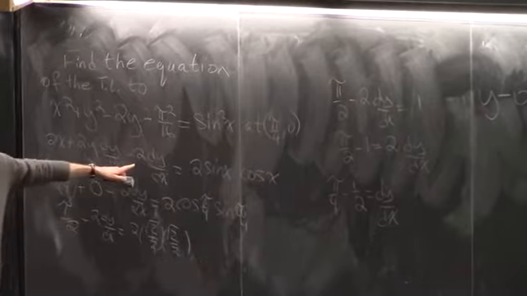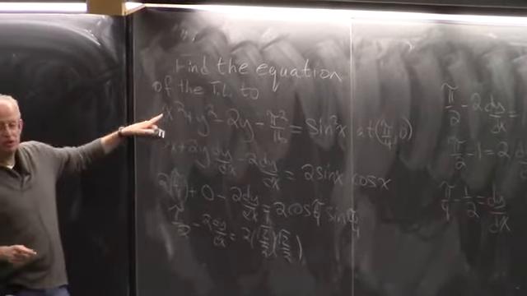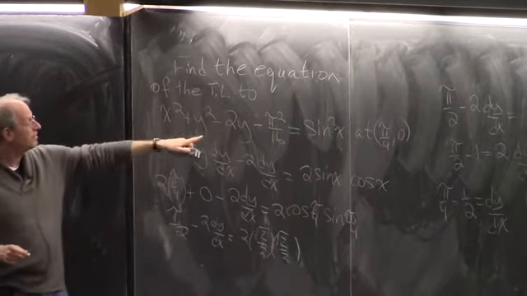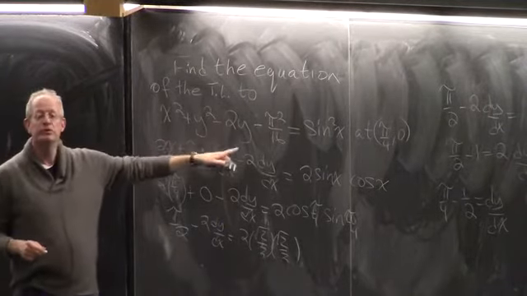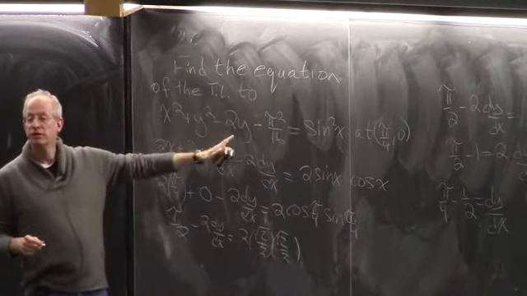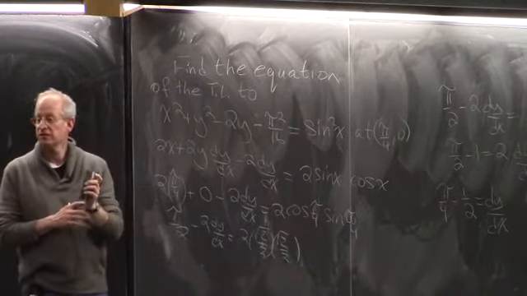So where does 2 dy dx come from? The derivative of x squared is 2x. The derivative of y squared is 2y dy dx. And the derivative of 2y is 2 dy dx. Because anytime you take the derivative of a y term, you have to multiply it by dy dx.